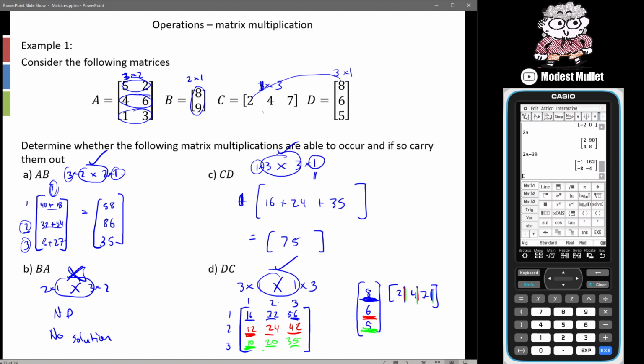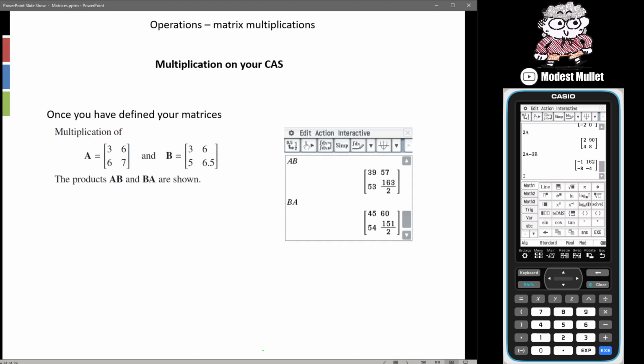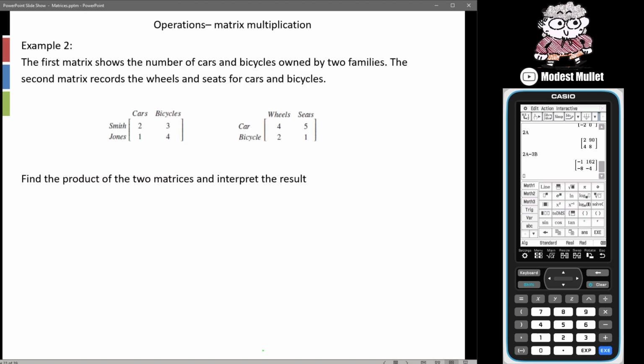So yeah, a fair bit in it. Here's an applied problem example. The first matrix shows the number of cars and bicycles owned by two families. The second matrix records the amount of wheels and seats that are on cars and bicycles. Find the product of the two matrices and interpret the result. Okay, so we're going to do this first matrix. Let's call this A and this B. So we're going to be doing A by B.